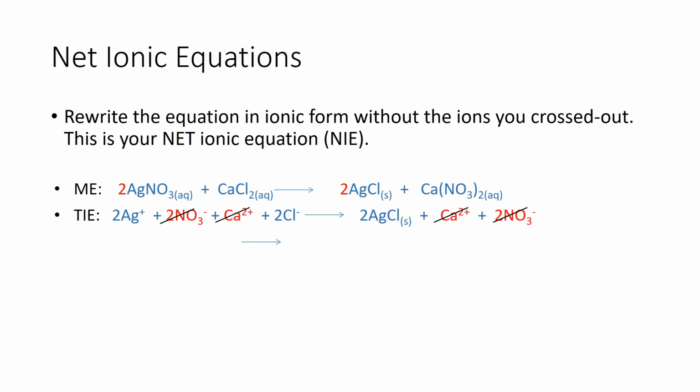The final step is I just write what's left over. So I'm getting rid of those spectator ions. The way this would be written is 2Ag+ 2Cl- yields 2AgCl. Because in reality, the nitrate and the calcium are not part of that reaction. They are in solution here and on the right-hand side. And that's how we do net ionic equations.